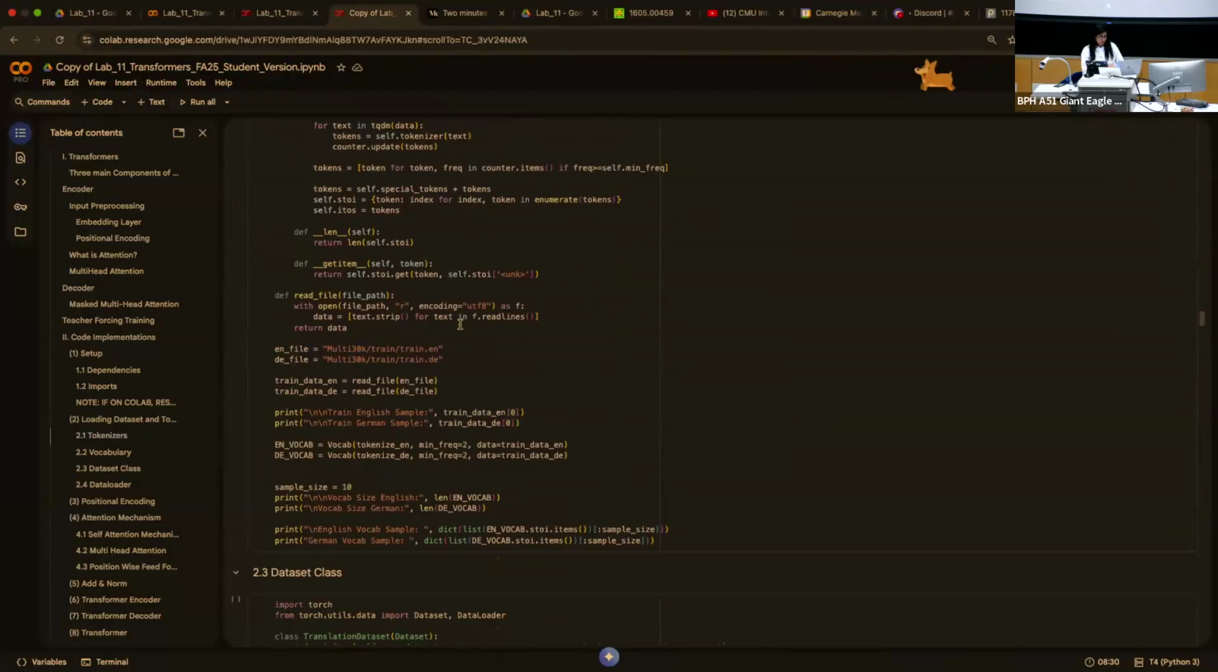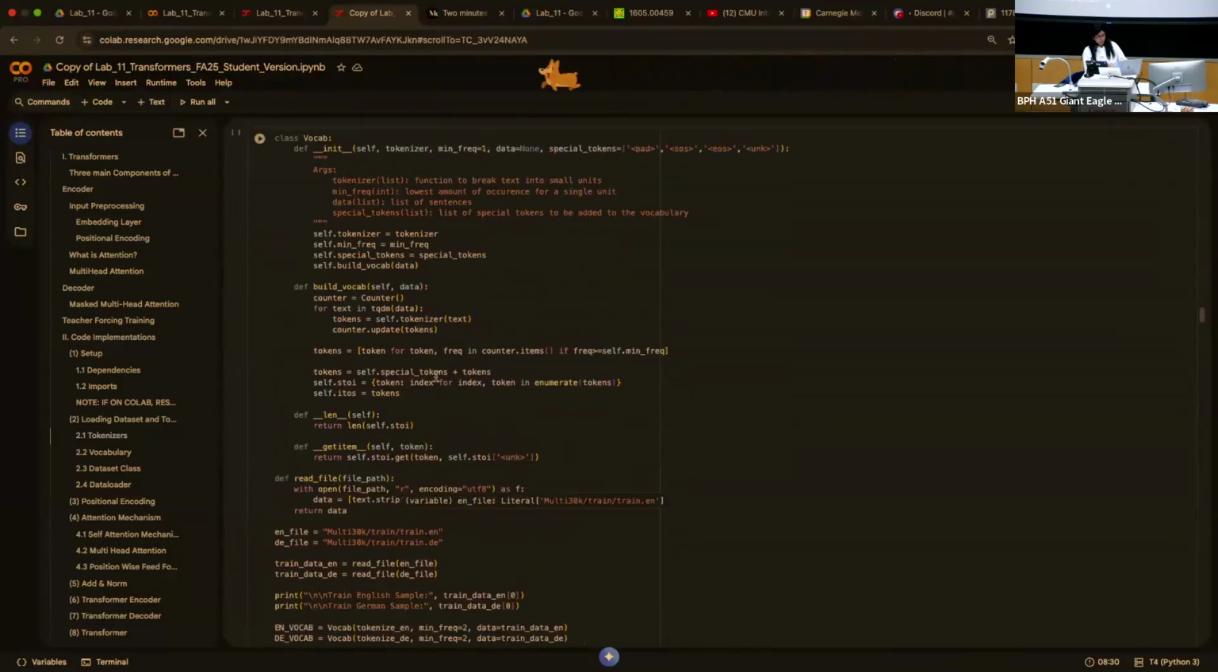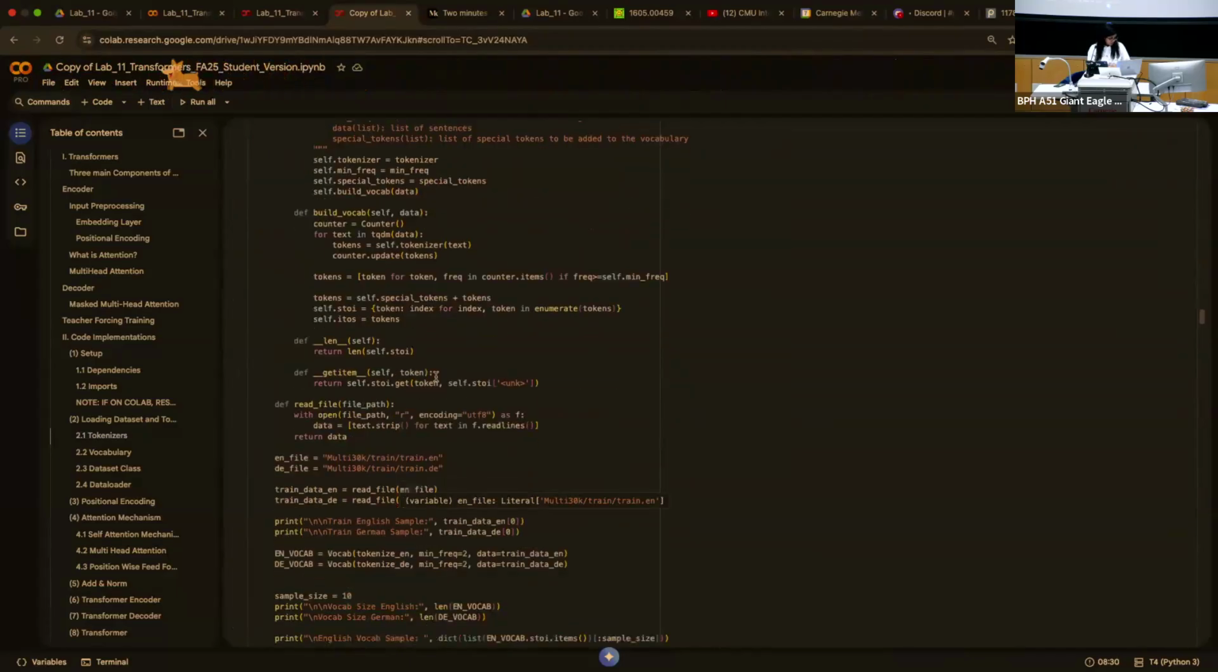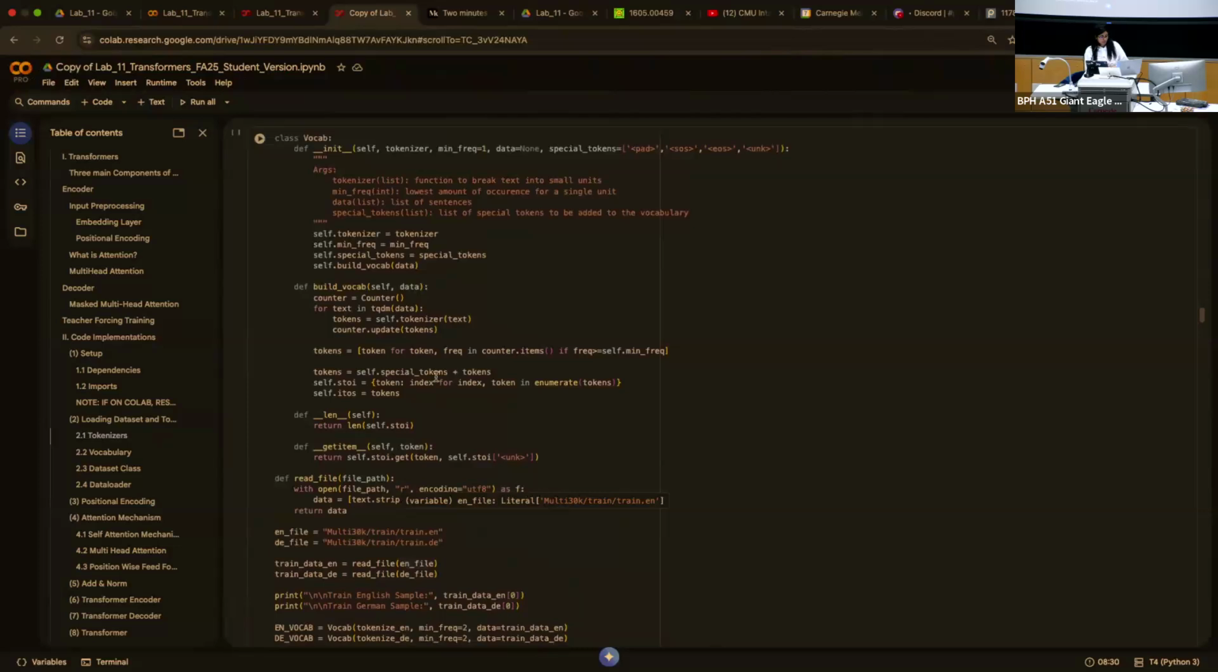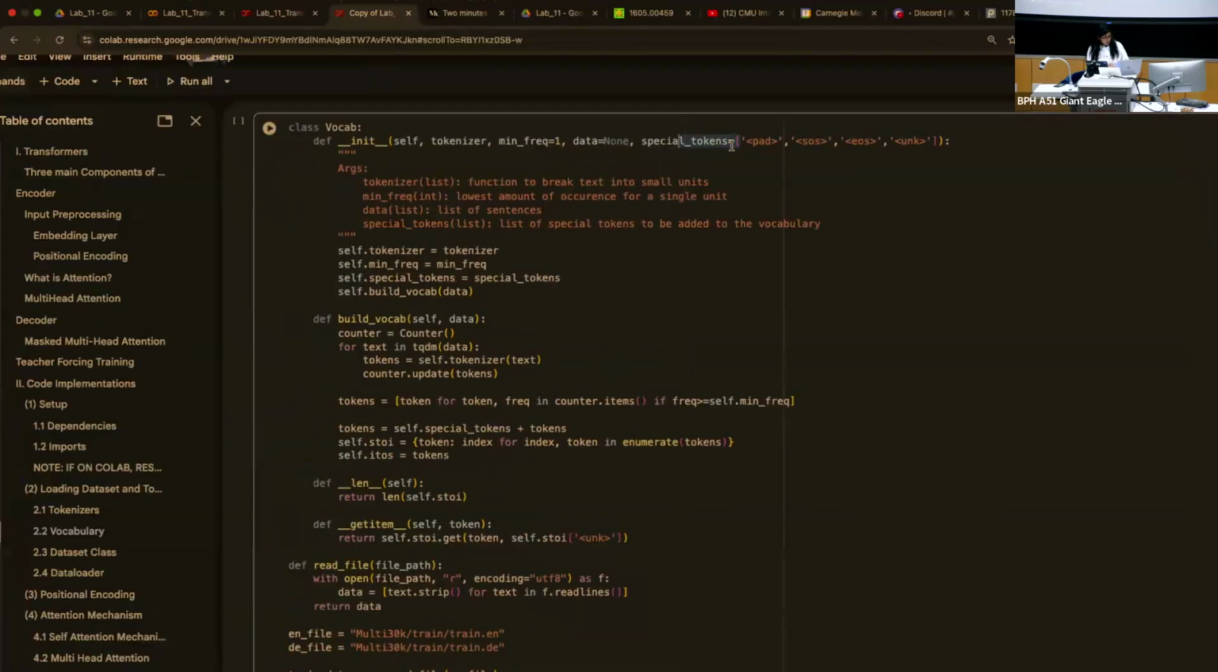Throughout this notebook, there will be 10 checkpoints that we will complete. This is just the code that we have already provided for you, so I'll go through it quickly. Here we are just building our vocabulary. When we are preparing our data for training, we will be adding these tokens: padding, start of sequence, end of sequence, and any unknown tokens. We'll be assigning them special tokens.